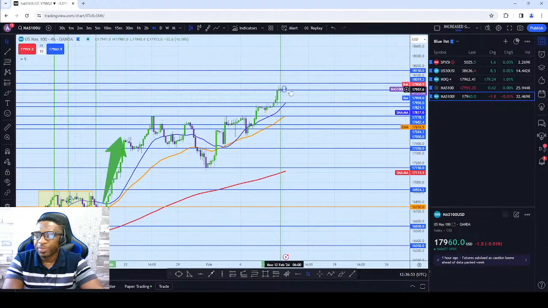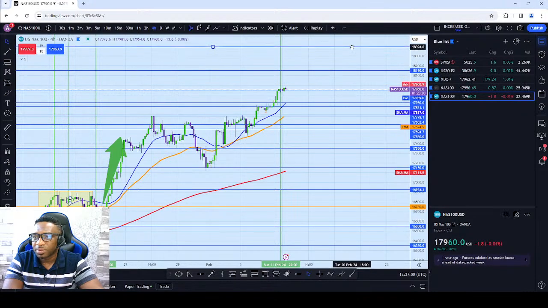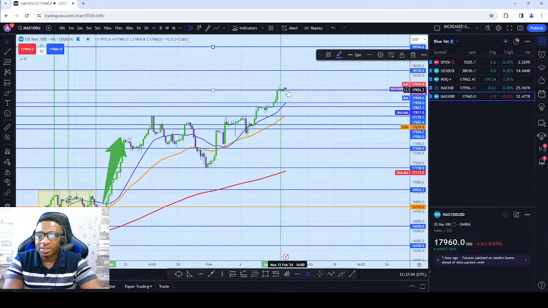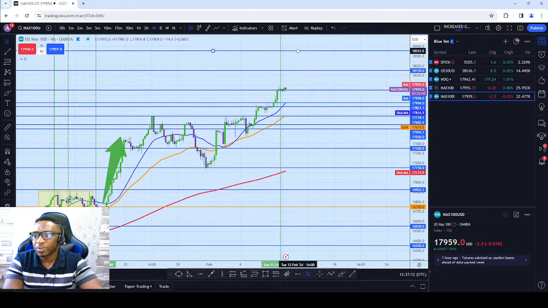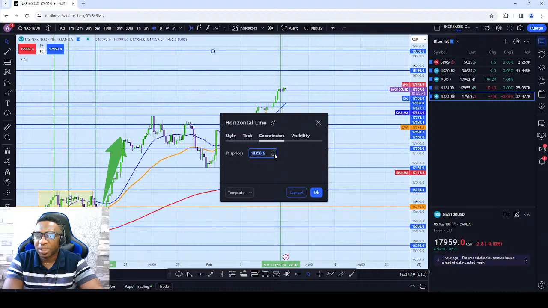So from here, okay, this is not supposed to be there. Alright, so this is where price is at currently. From here, this is the next key level we anticipate it's going. Then from there, if it continues its upward move, the next target is 18,350.